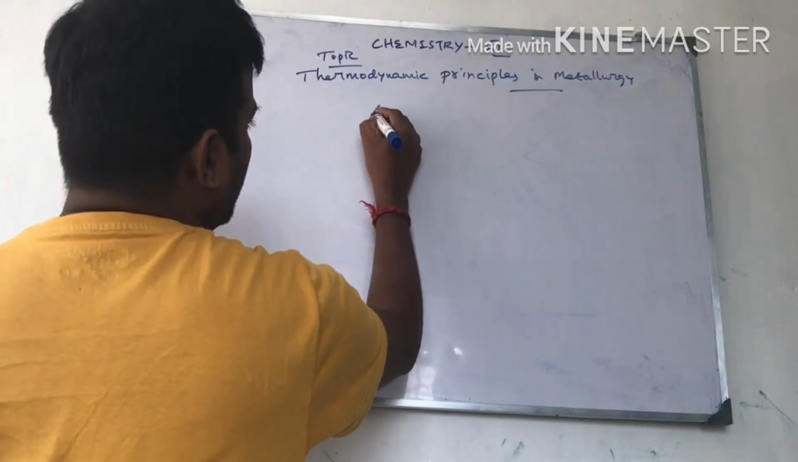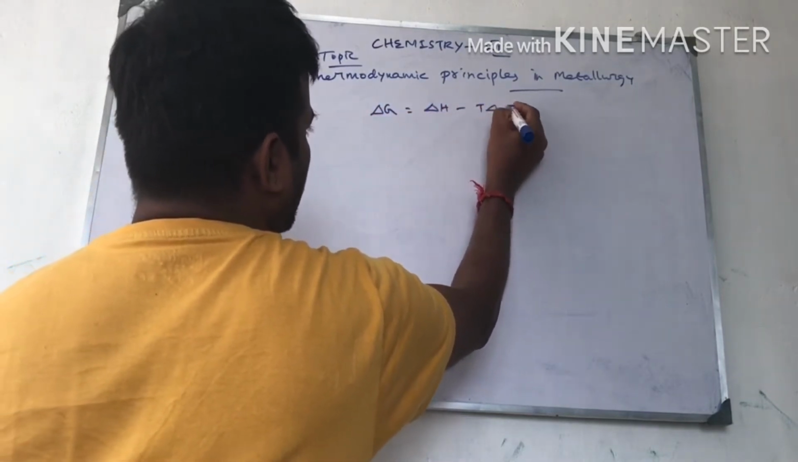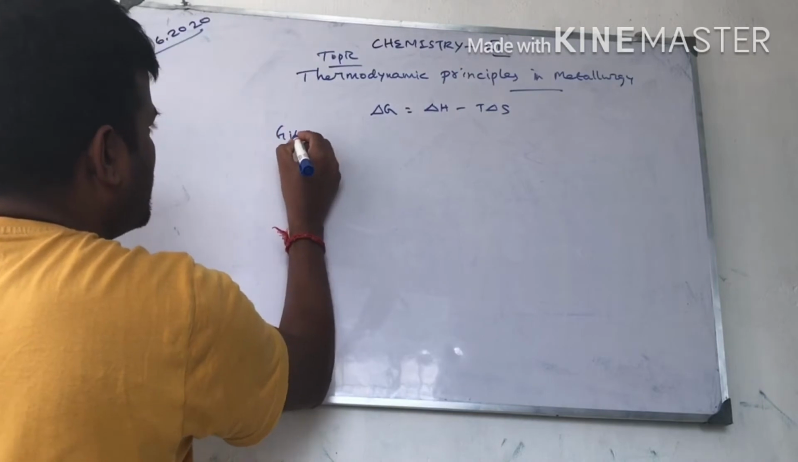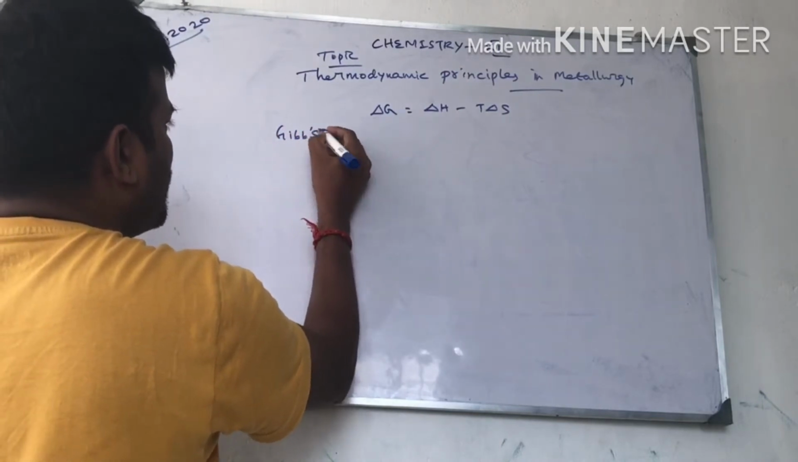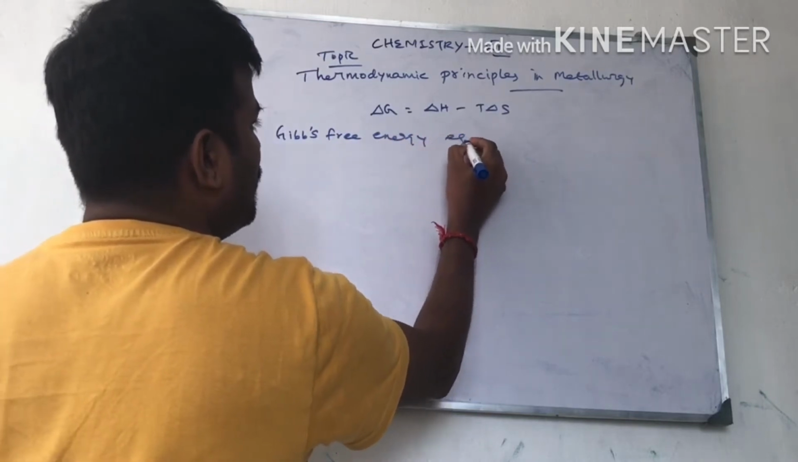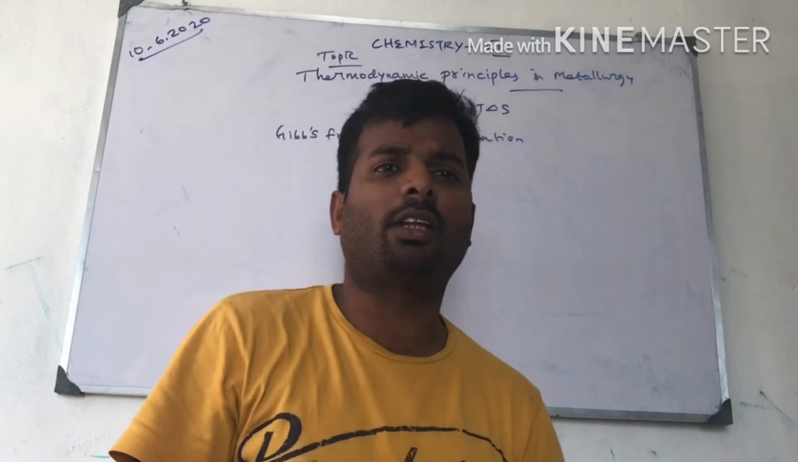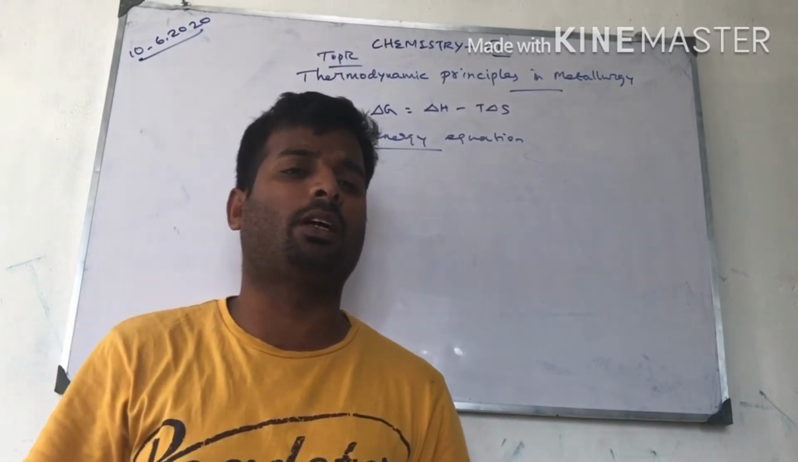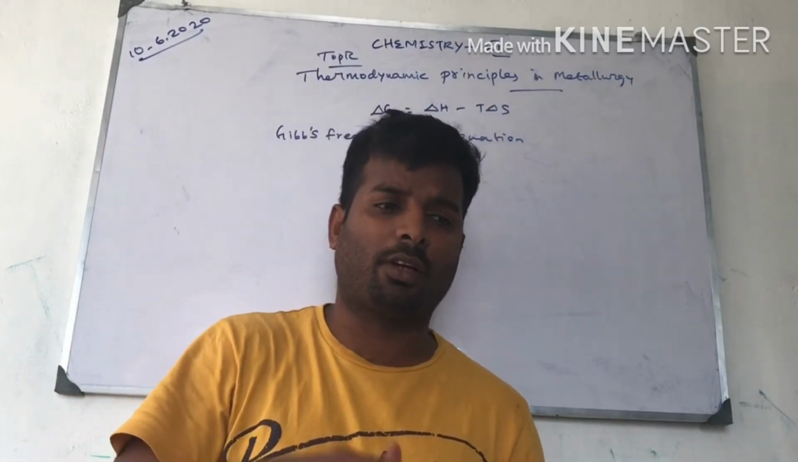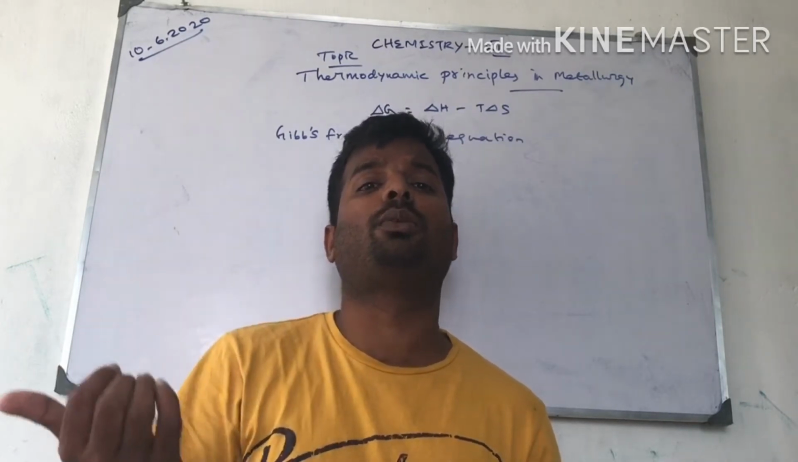Now I am going to write delta G is equal to delta H minus T delta S. This is called the Gibbs free energy equation. This is used to find whether a chemical reaction is taking place or not. If a chemical reaction is taking place, it tells how much free energy is used for work.